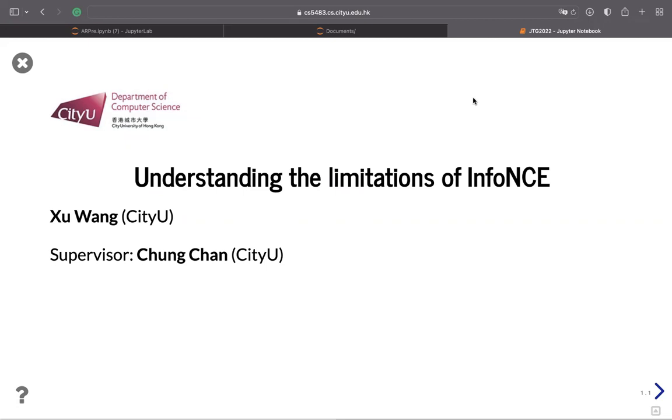The topic of this poster is understanding the limitations of InfoNCE. This work is also going to be presented at NeurIPS 2022.